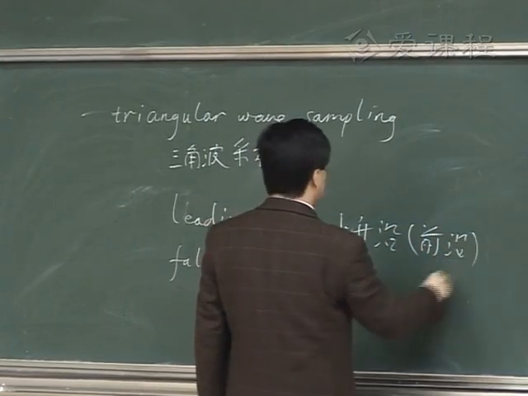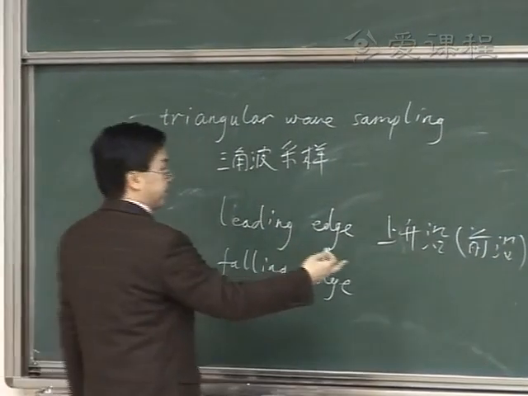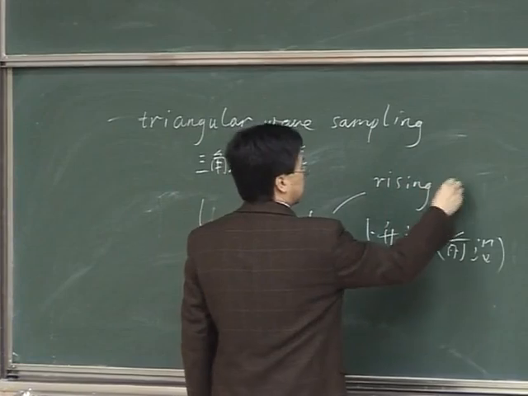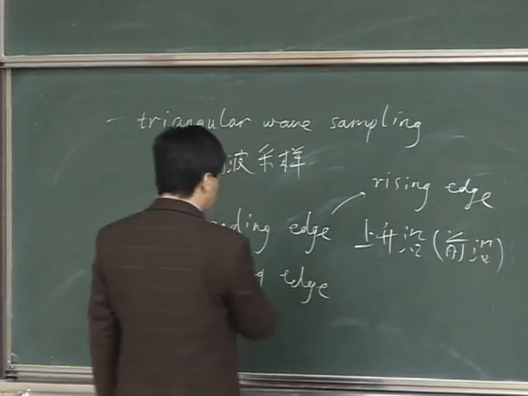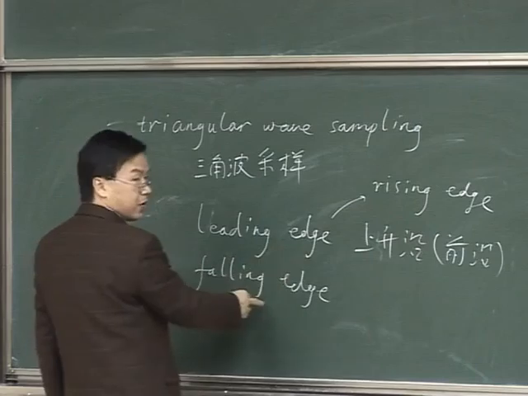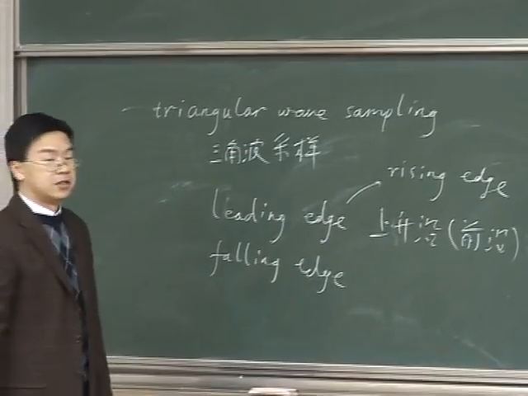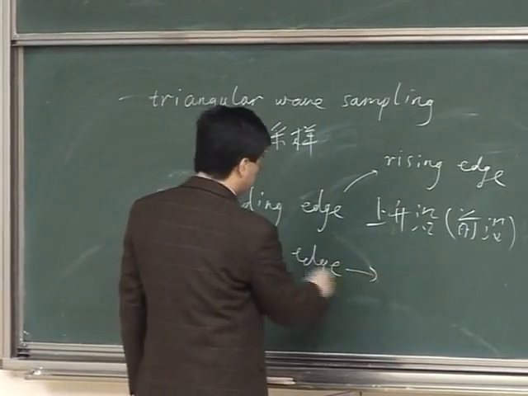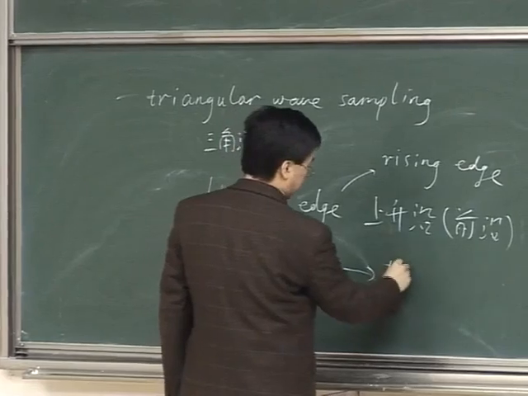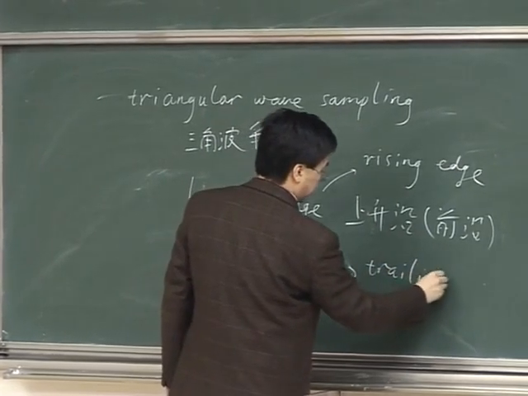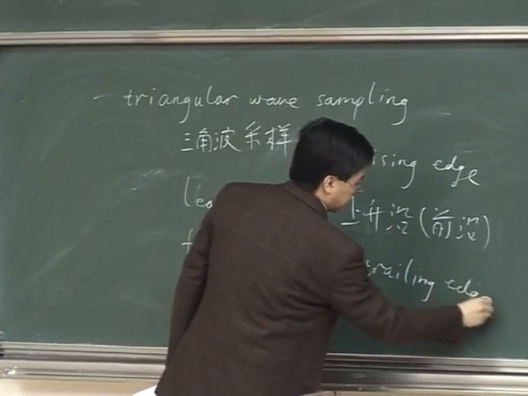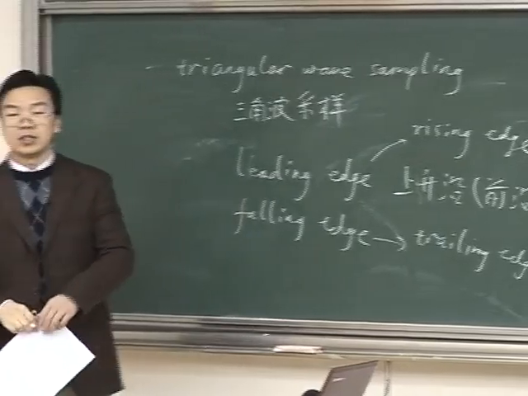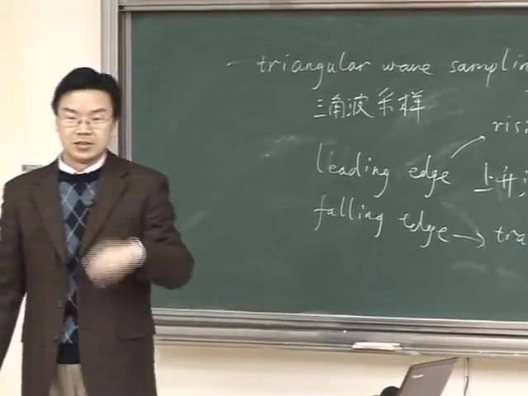Leading edge, another name is rising edge. Another name for falling edge is trailing edge. Rising, falling, those are counterparts. And leading and trailing, these are counterparts.